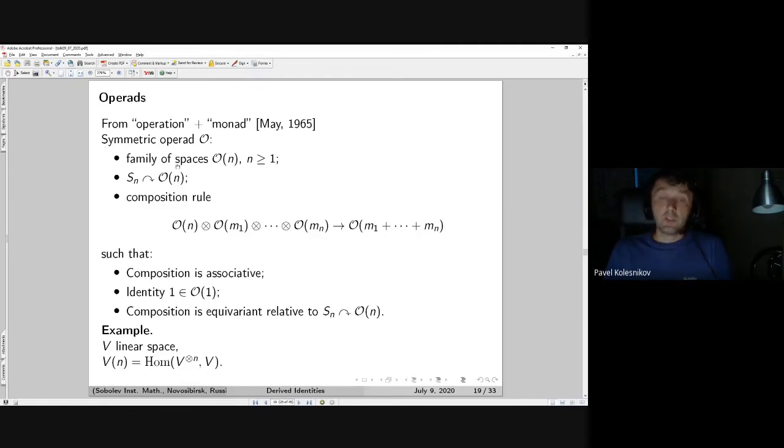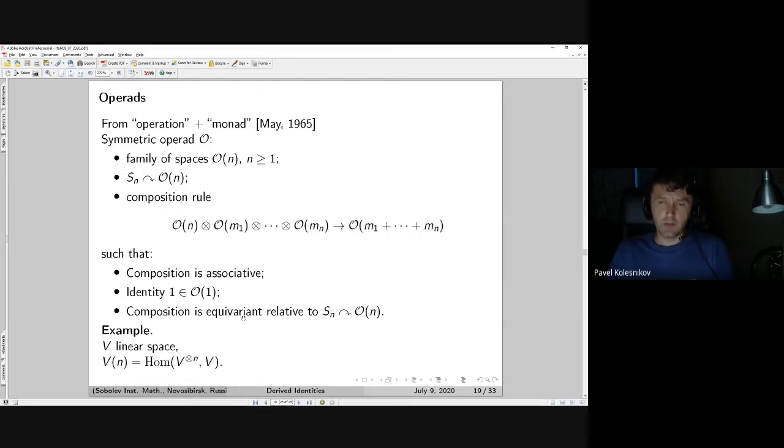So instead of a single morphism space, we have a family of morphism spaces. And the composition is more complicated than in the case of an ordinary category. But other axioms are actually the same. This composition must be associative in a very natural sense. There should be an identity morphism from the first space. And the composition mentioned here must be equivariant relative to the symmetric group action.